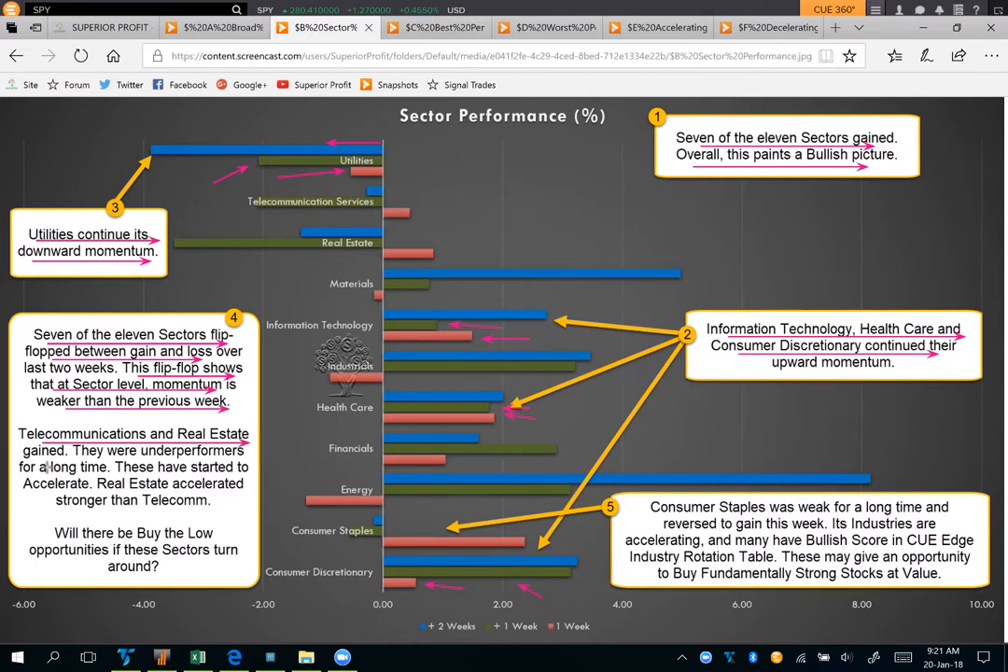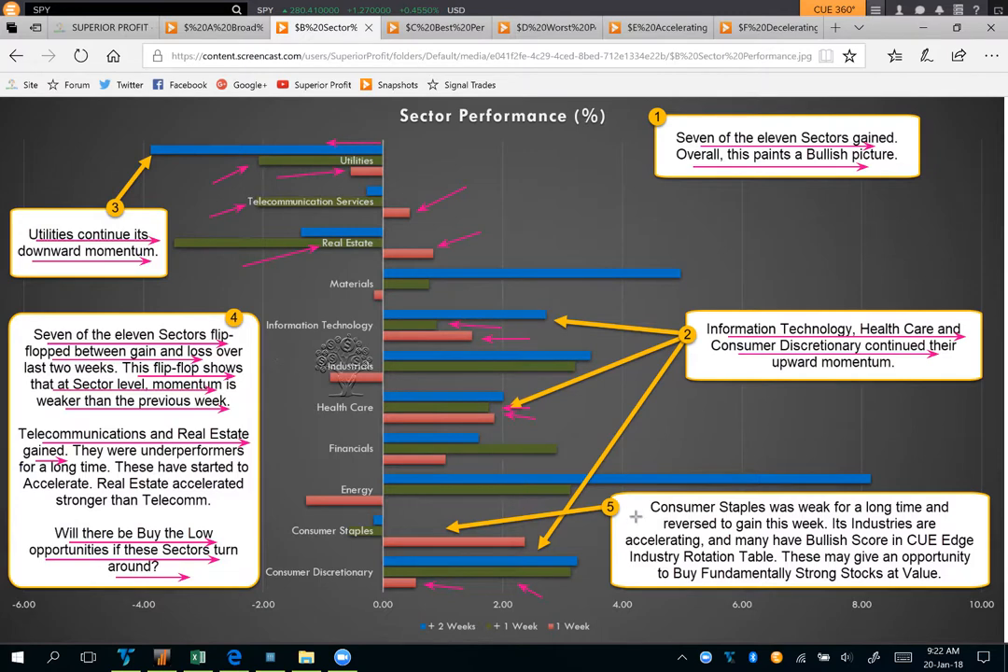Telecom and real estate gained. These were languishing for many review periods. We were starting to look for turnaround of fundamentally strong stocks. I had identified a few such stocks in telecom as well as in real estate. Some of them gave profit, some of them were holding on to their base. Before we end today, I will try to review a few of those stocks. As they gained this way, we may keep an eye out for potential buy-the-low opportunities in these sectors.